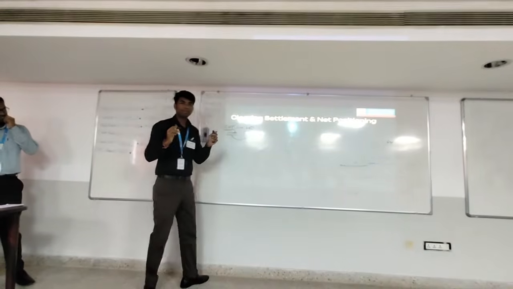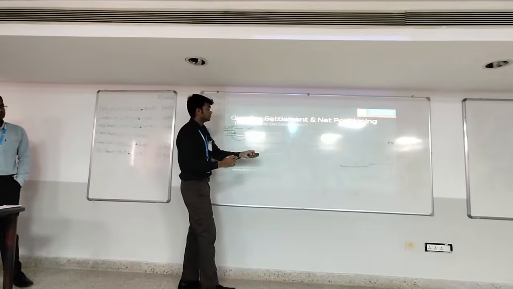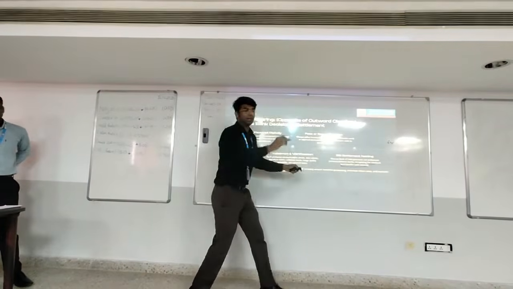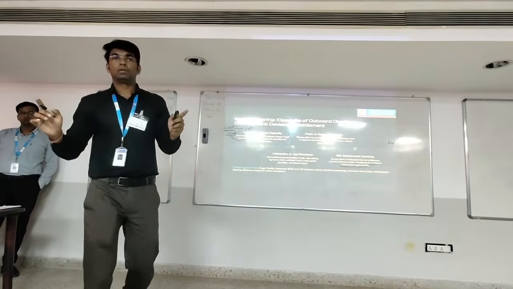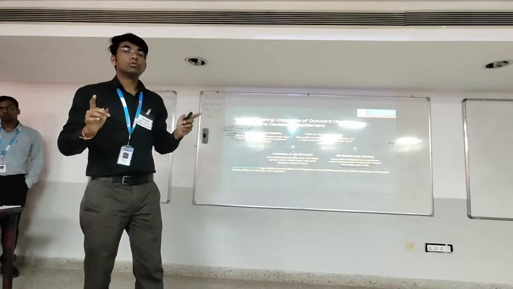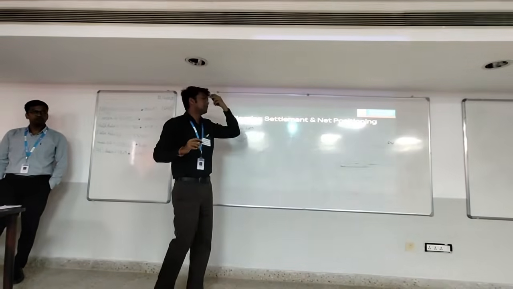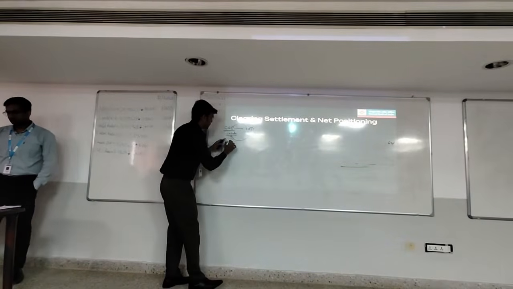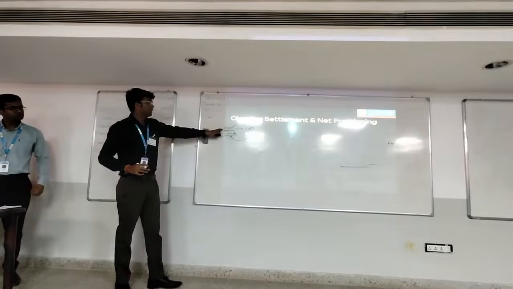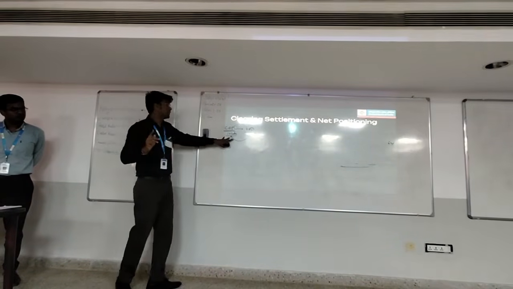Suppose SBI gives 8 lakh of checks. How does the netting process really happen? I told you, RBI does this. In the RBI settlement netting process, each and every bank has a current account with RBI to settle the funds. Suppose they both have an account in the RBI current account.